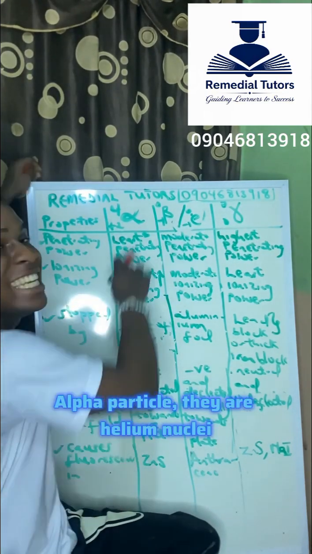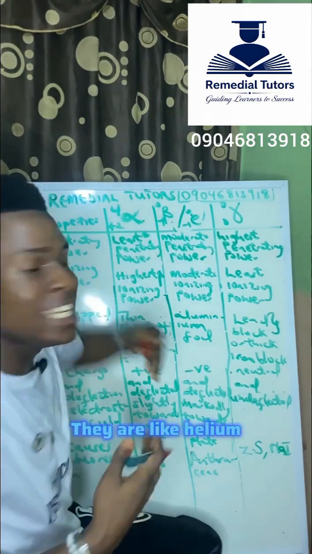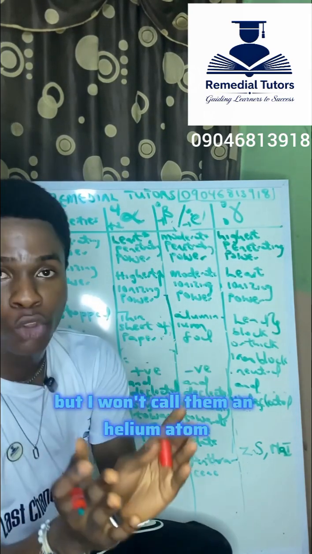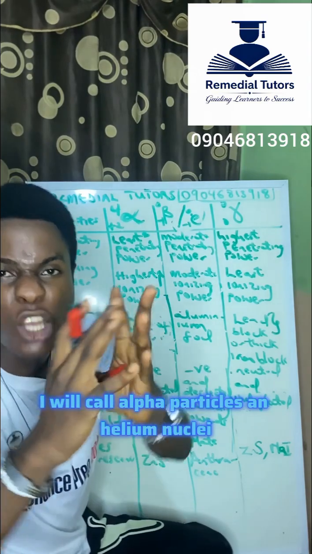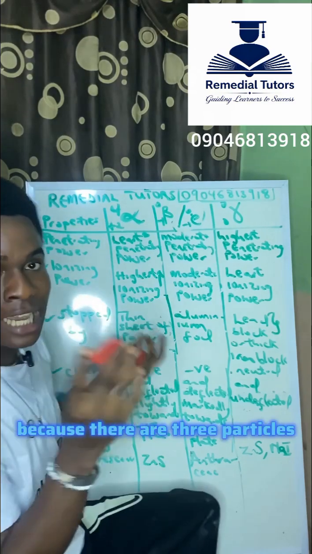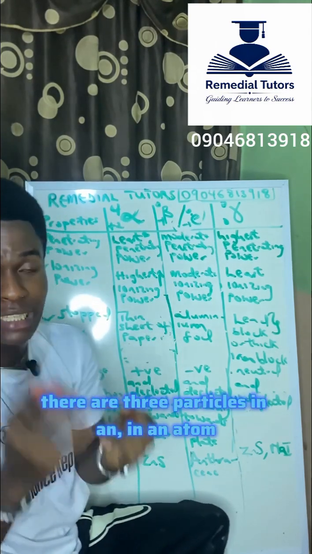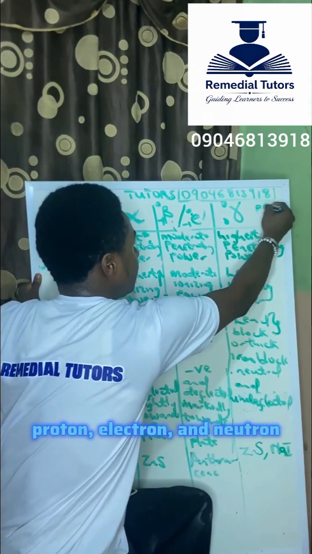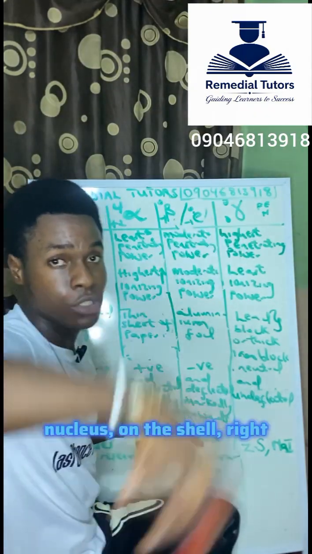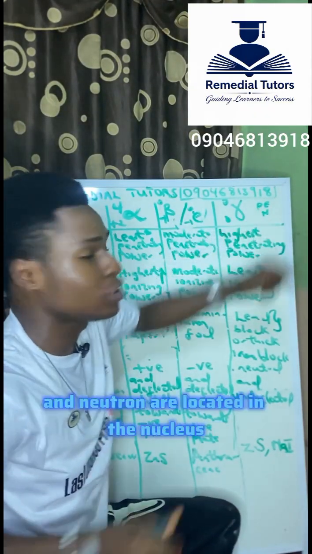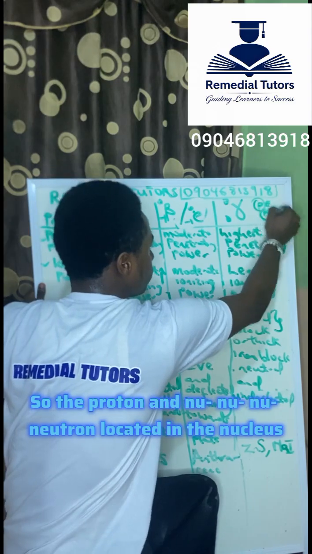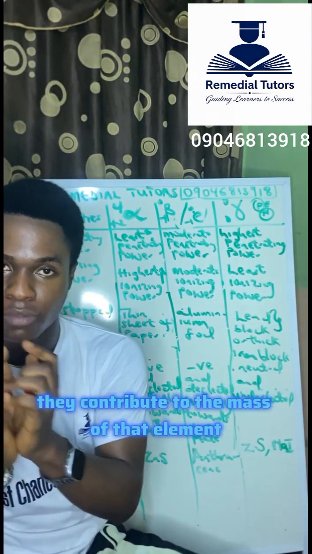Alpha particles are helium nuclei. They are like a helium atom, but I won't call them a helium atom. I will call alpha particles helium nuclei. They are helium nuclei because there are three particles in an atom: proton, electron, and neutron. The electron is revolving around the nucleus on the shell, while the proton and neutron are located in the nucleus. The proton and neutron located in the nucleus contribute to the mass of that element.